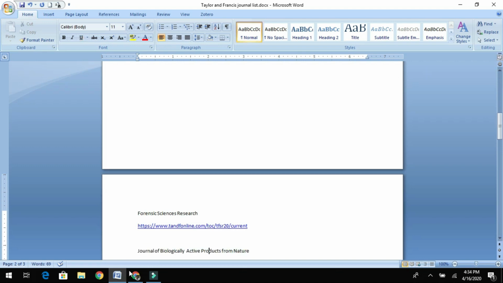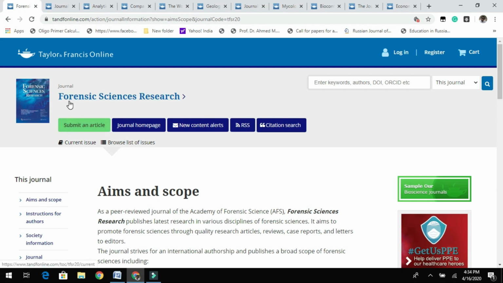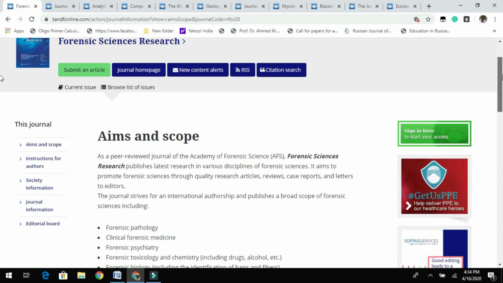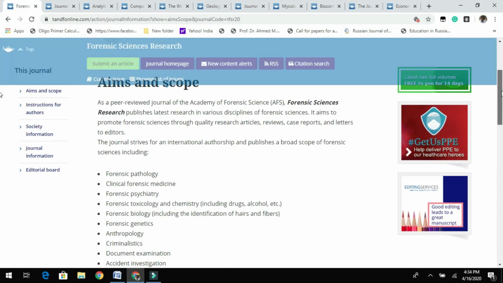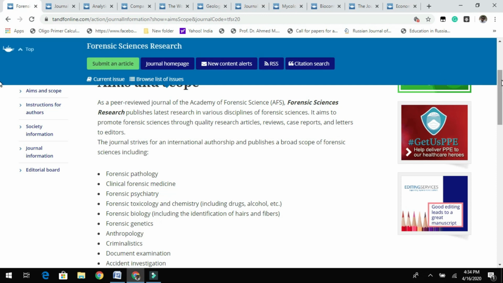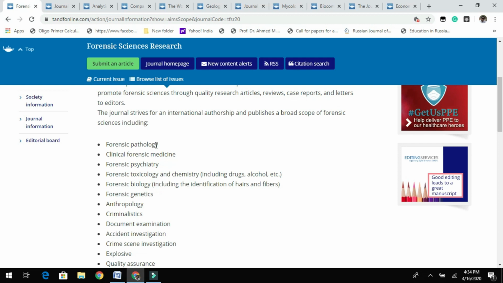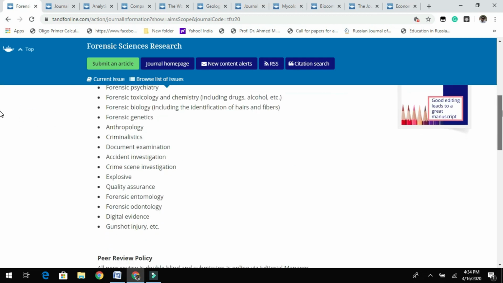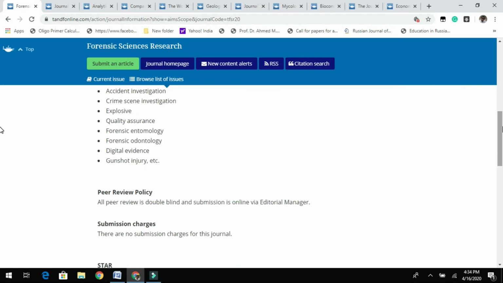So first on the list is Forensic Sciences Research. Here you can find the aims and scope of this journal, and if your research falls under this category, such as forensic pathology, clinical forensic medicine, anthropology, crime scene investigation, explosives, etc., then you can target this journal. It is a peer-reviewed journal, and there are no submission charges for this journal.